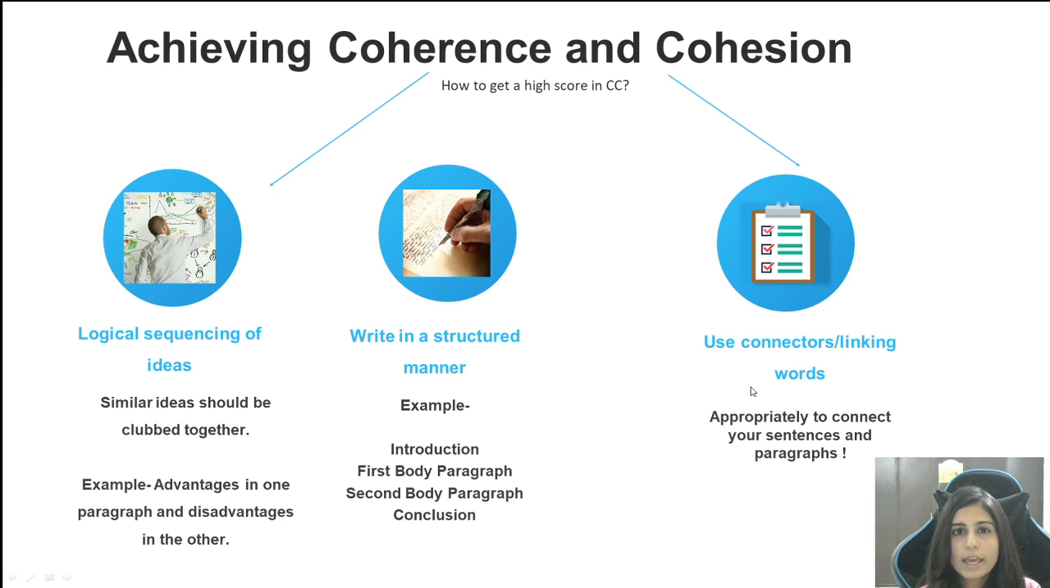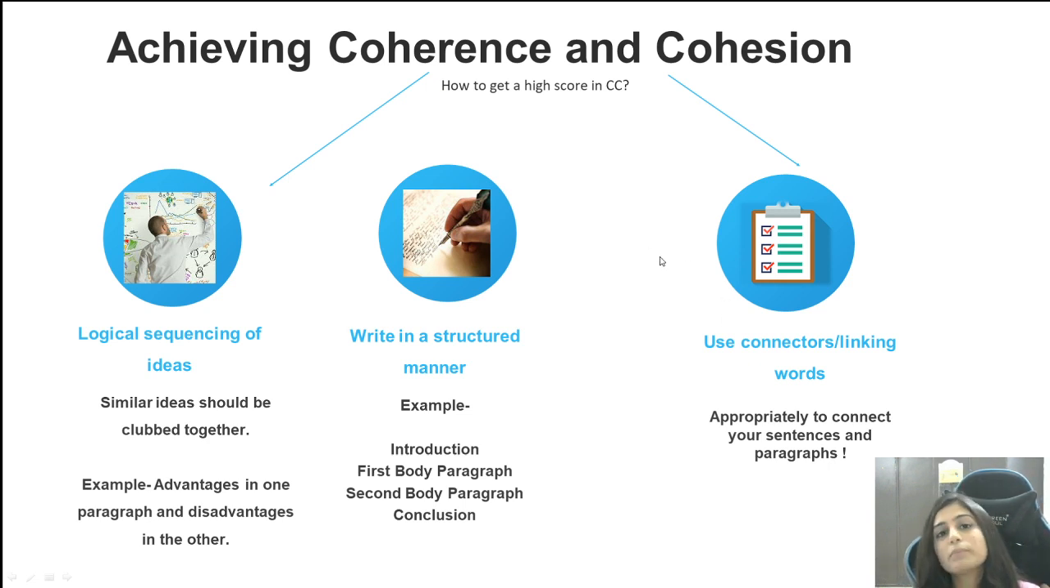They should not say "ये कहाँ से आ गया", that kind of a factor should not be there. It should be very smooth while they're moving from introduction to first body paragraph, from first body paragraph to second body paragraph, and from second body paragraph to the conclusion. So the transition should be very smooth.